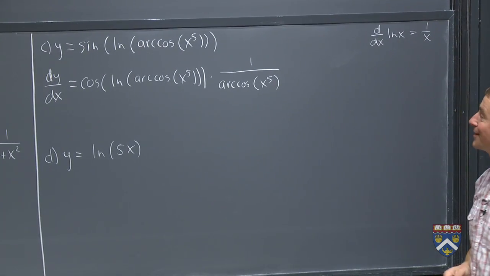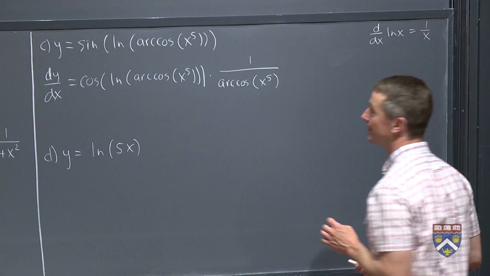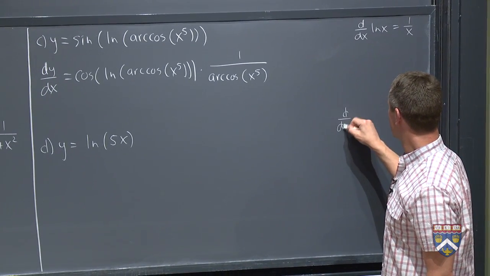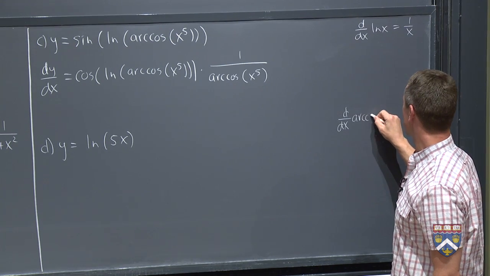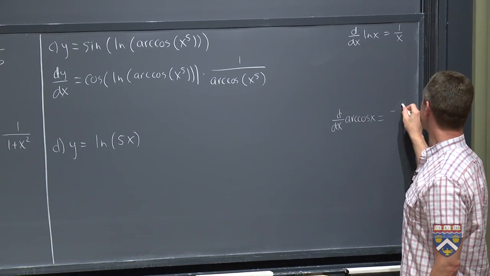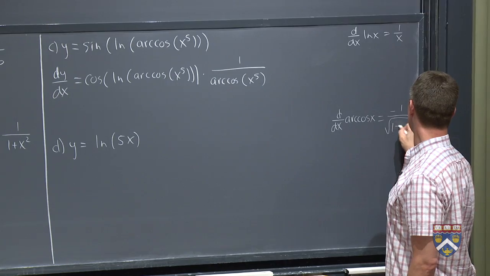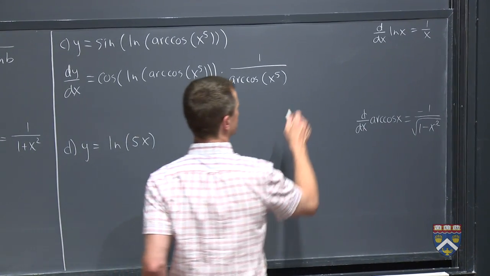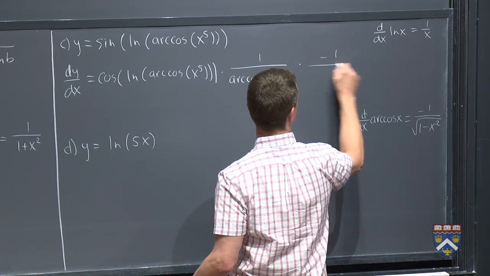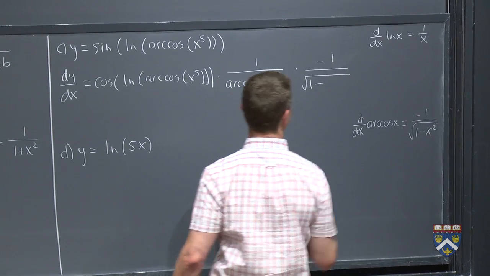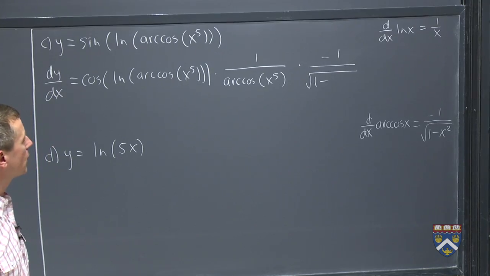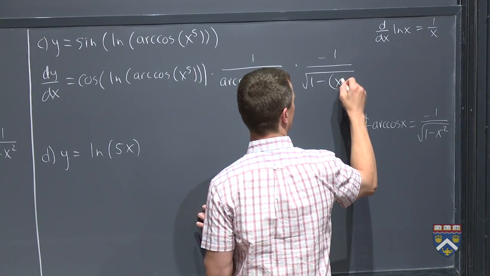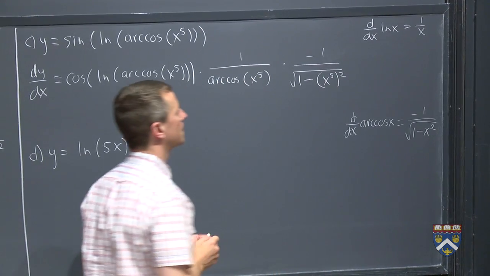But we're not done yet, because now we have to take the derivative of the arc cosine. And we just figured out a little while ago that the derivative of arc cosine, I guess we didn't figure it out, we told you what it was, and we left it to you to figure out, was negative 1 over the square root of 1 minus x squared. So what should we be putting here? We should be putting negative 1 over the square root of 1 minus what? We don't just have x, we have x to the 5th, so it should be x to the 5th all squared in there.